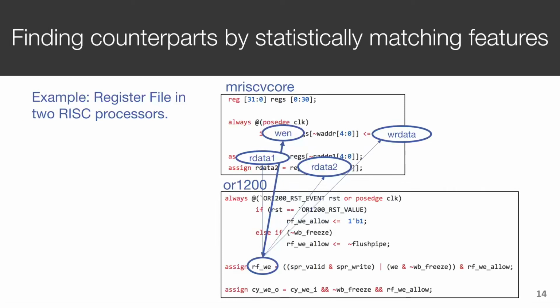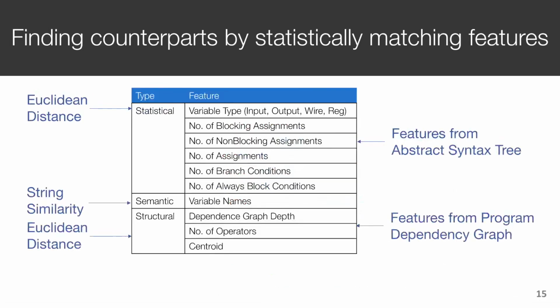So we take a statistical approach to correlate the variables. We extract features from the abstract syntax tree and the program dependency graph, such as the variable types, the number of blocking assignments, non-blocking assignments, variable names, and the number of operators. We use the Euclidean distance to calculate the similarity among the statistical features and the structural features. We also calculate the string similarity between the variable names. We give weights to different types of features and then calculate the added distance between variables. The pair of variables that has the lowest distance is the result of the mapping.